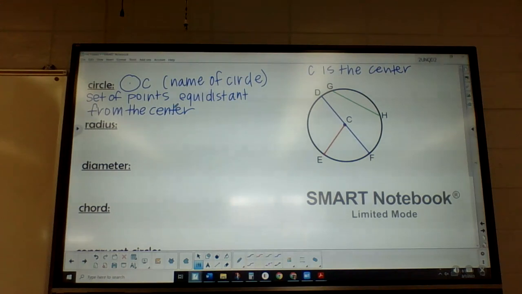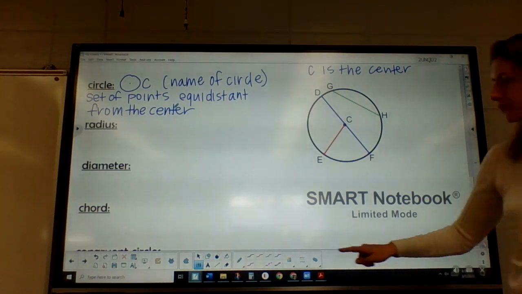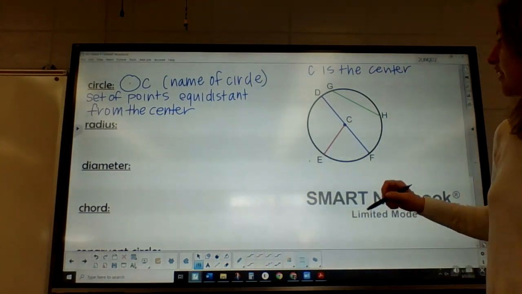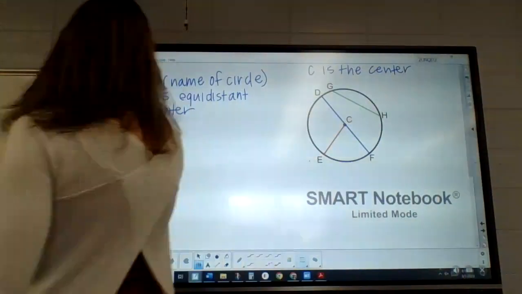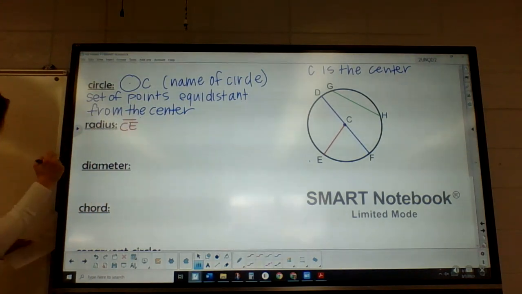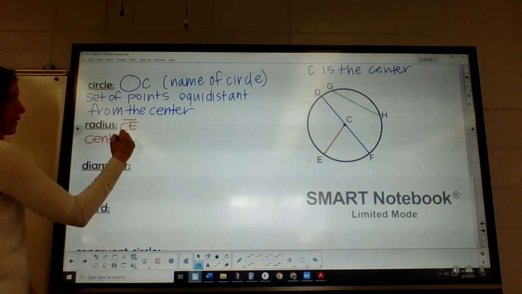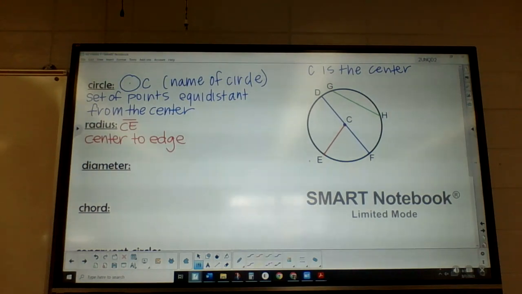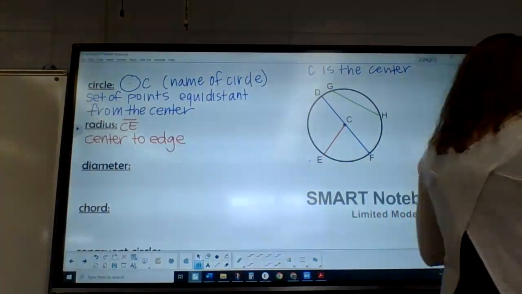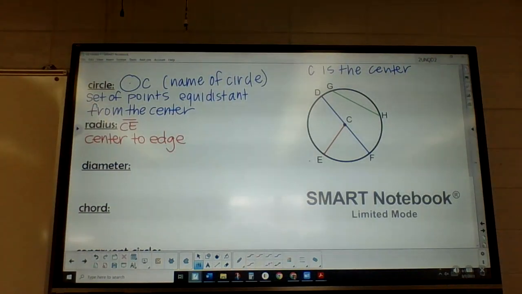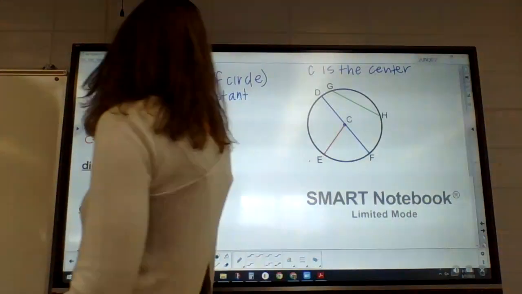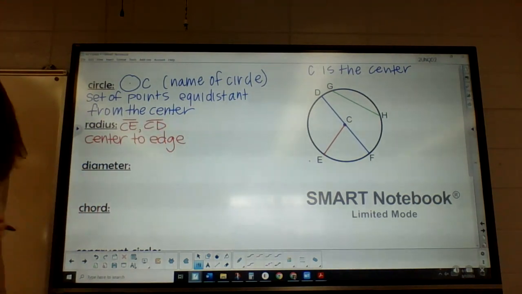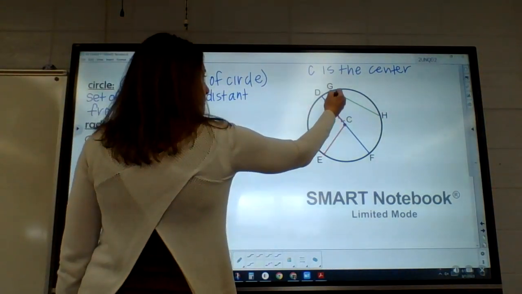All right. So the next thing is the radius of a circle. The radius of our circle is the distance from the center to the edge. So for instance, CE is a radius. The radius is the center to the edge, or the point of the circle. Does anyone want to give me another radius? There should be two other radii we can use in this circle. CD. CD would also be a radius. If I look at just that half of it, that would also be a radius.